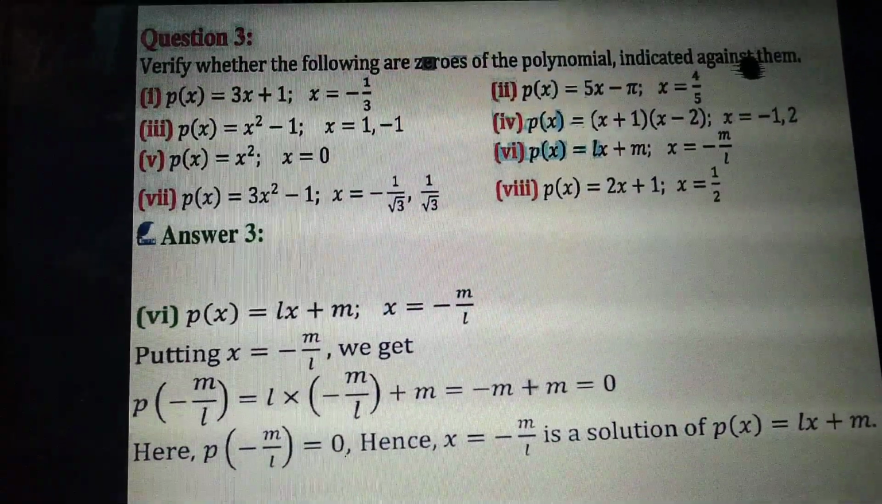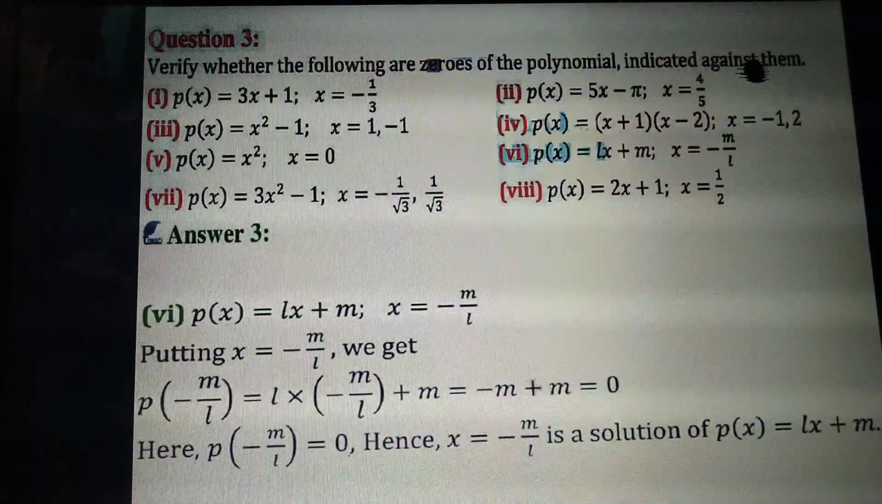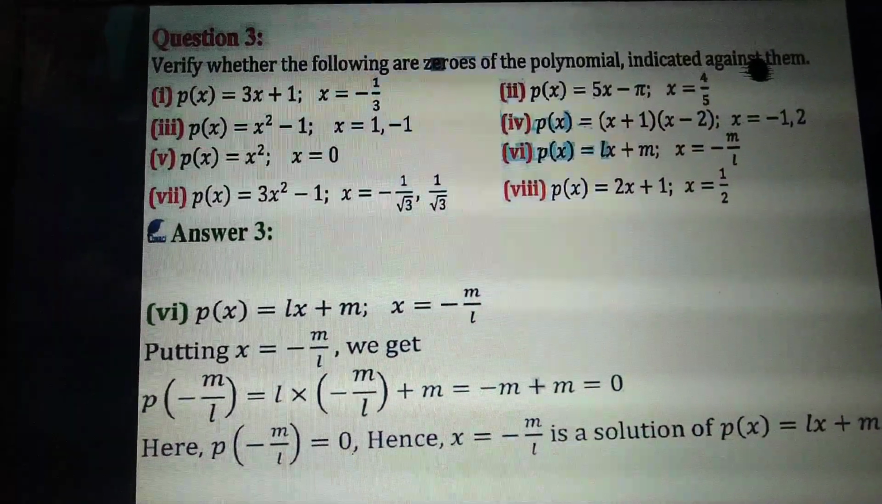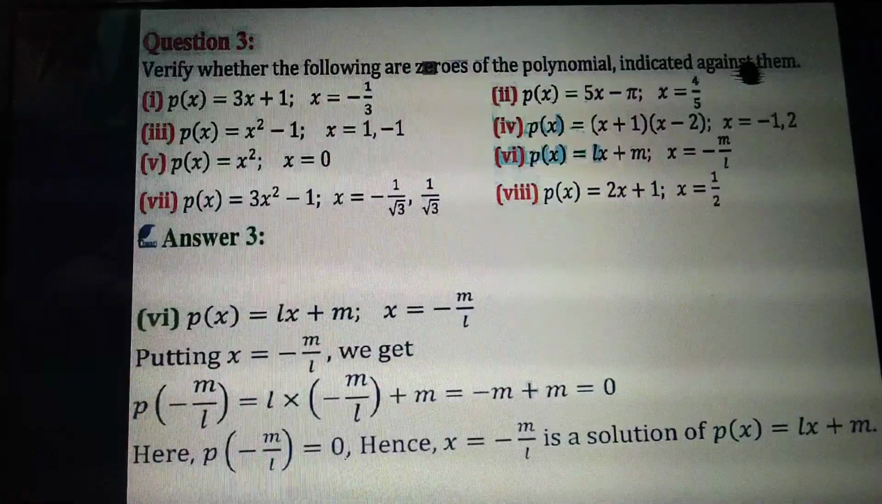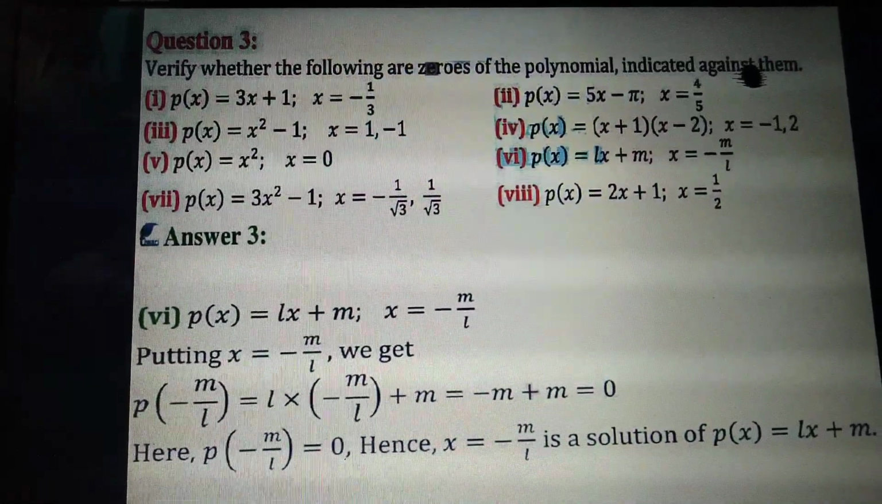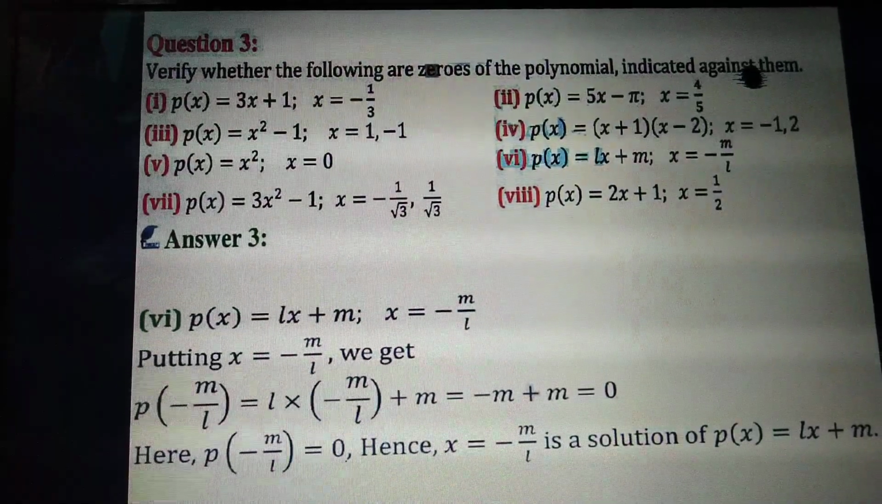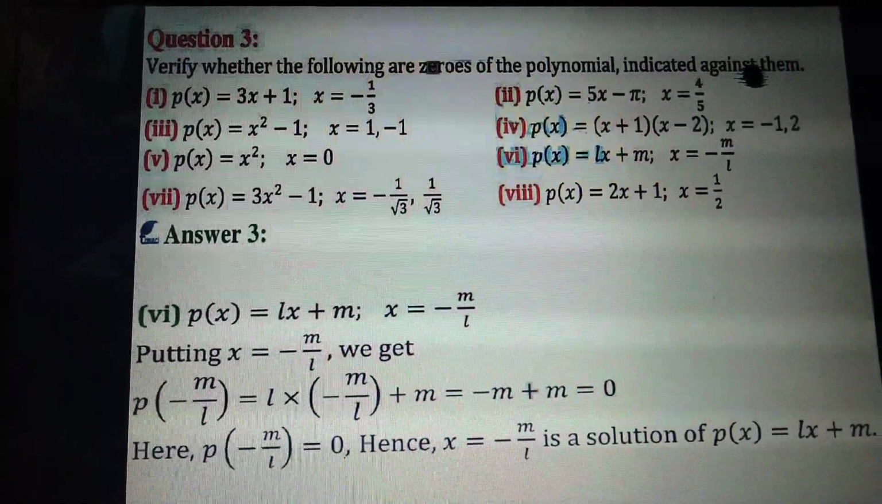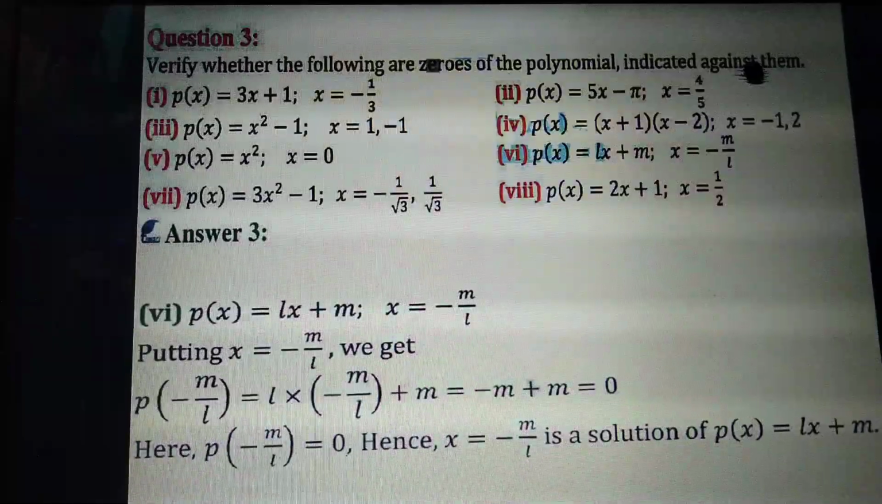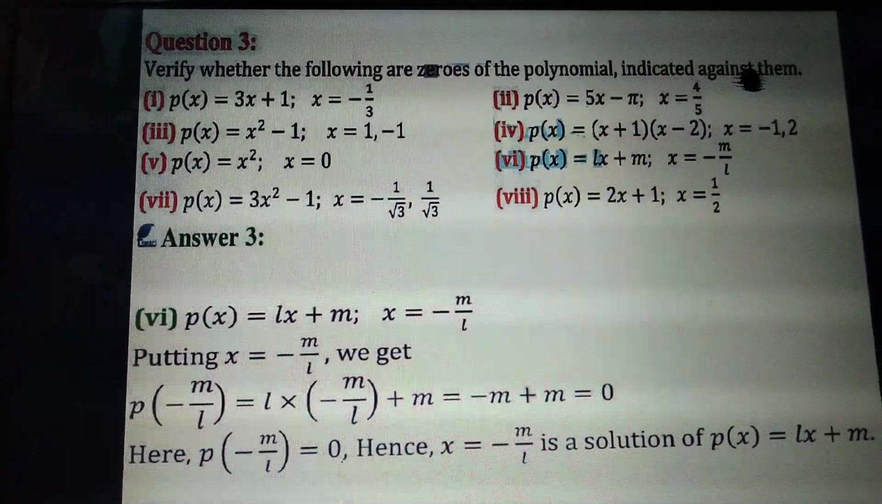Next, third question. Verify whether the following are zeros of the polynomial indicated against them. Here, in each sum, they are given one polynomial. Near that, they are given the value of the variable.